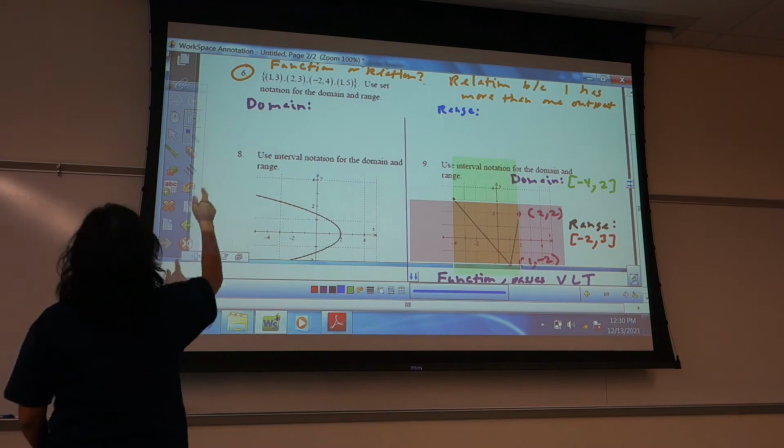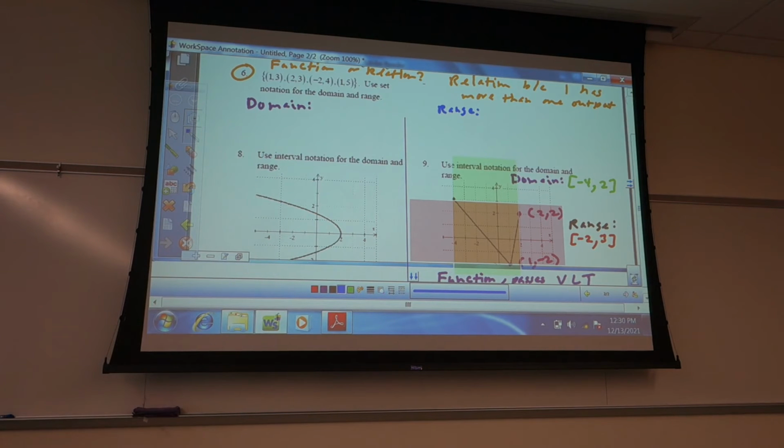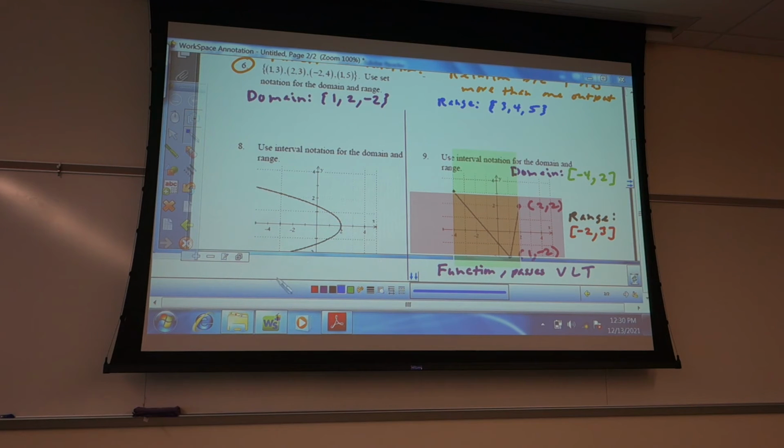Look, so the top one, domain, what can x be? Well, let's see. X can be 1, 2, and -2. Don't write 1 again, because this is just a list of all things it can be. Right? And the range, what can the y's be? 3, 4, and 5. Squiggly lines. Okay, good.